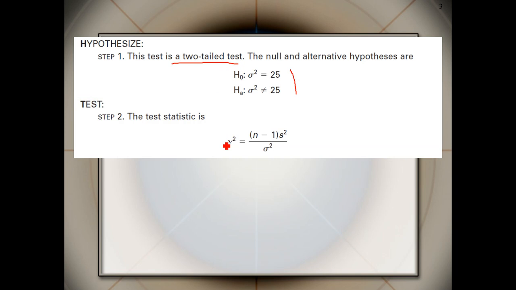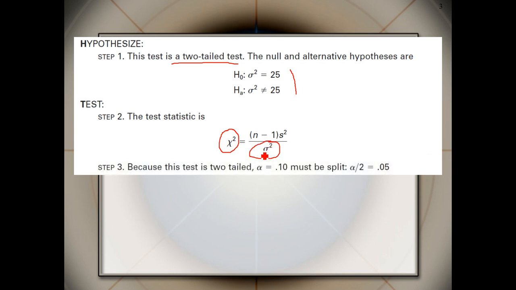Now the chi-square distribution has a test statistic like the z statistic or t statistic. In our case we have chi-square as the test statistic, which is given by n minus 1, where n is the sample size, times s square, that is the sample standard deviation squared, or we can say sample variance, divided by the assumed population variance. Because it's a two-tailed test, alpha is 0.1, so half of that will be on the left hand side and half of that will be on the right hand side. So we have 0.05 probability on the left hand tail and 0.05 probability on the right hand tail.